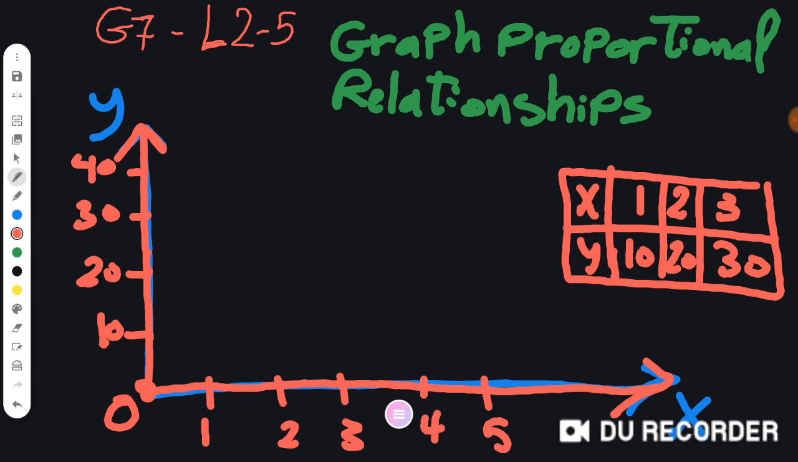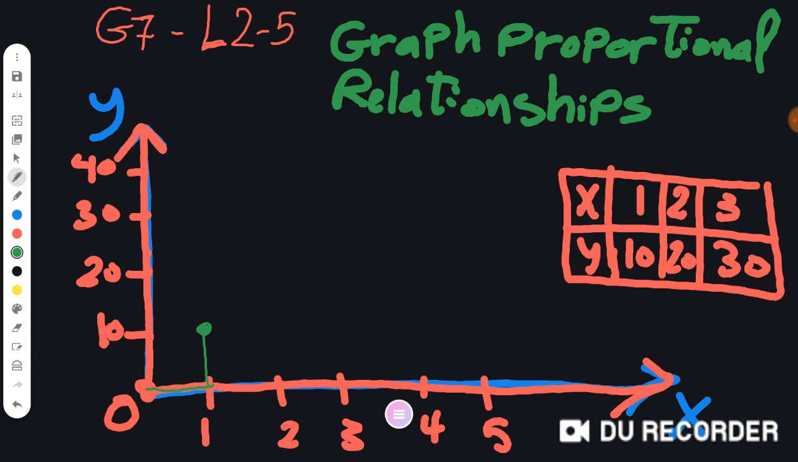How do we locate a point inside the coordinate plane? To locate a point, the first point is 1 and 10. So I move on the x-axis 1, and then up on the y-axis to 10, so the point is here. But we don't have to draw this green line, we just locate the point. This is the first point.